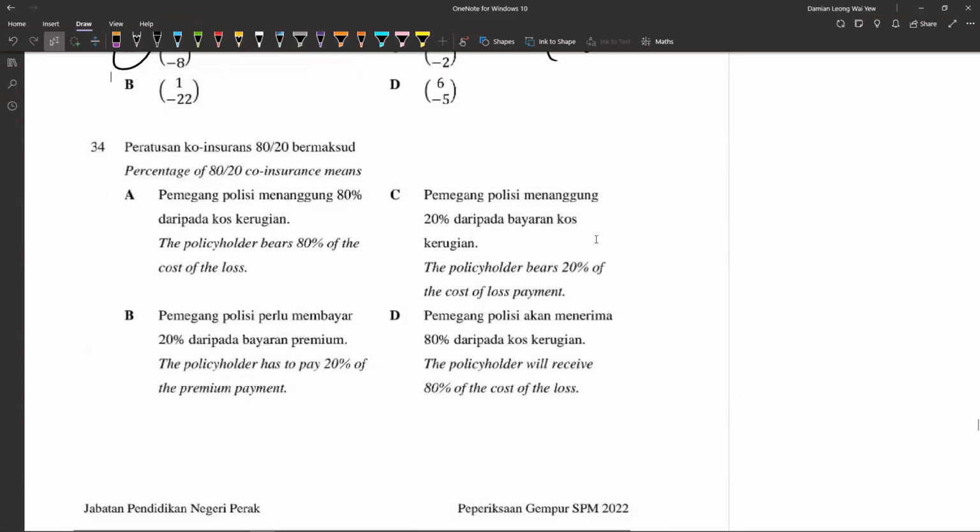Question 34. Co-insurance 80%, 20%. That means 80% will be borne by the insurance company, 20% will be borne by the policyholder. So definitely not this. Policyholder bears 20% of the cost of loss payment. Yes. 20% of the premium doesn't make sense. Will receive 80% of the cost of the loss. Not really either. So answer C.